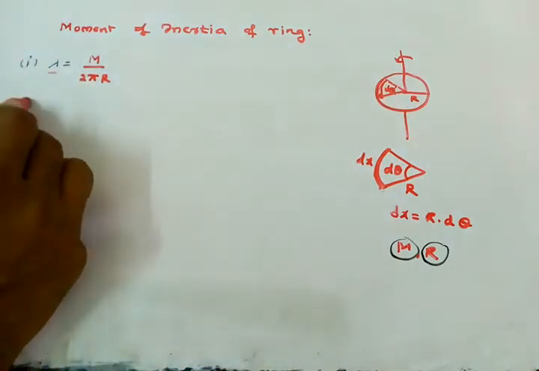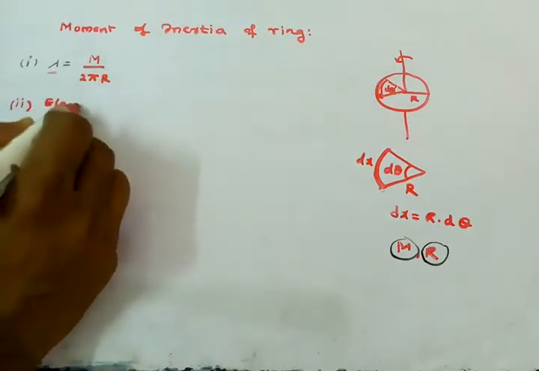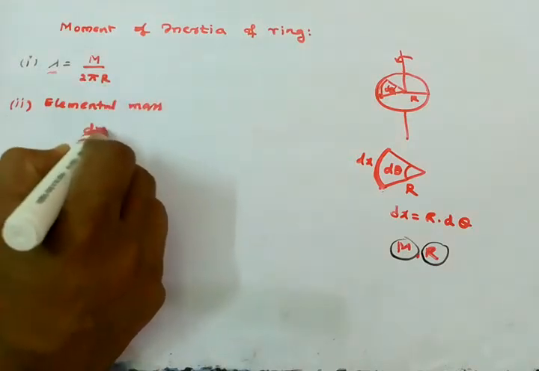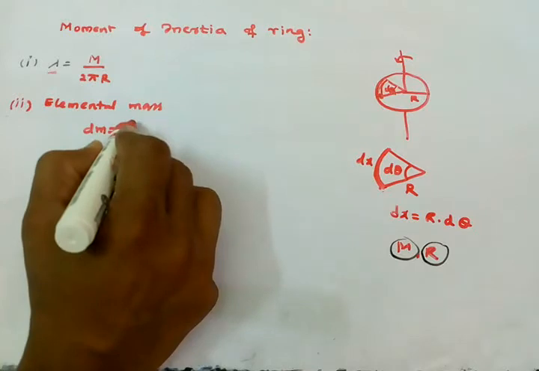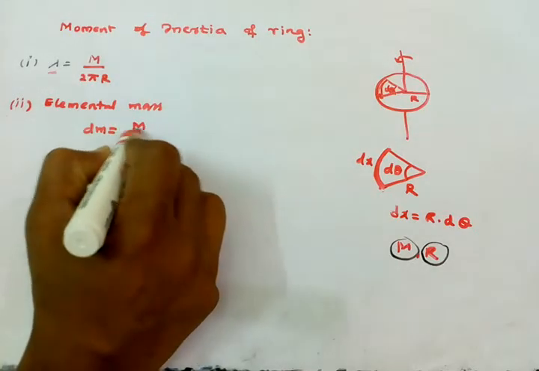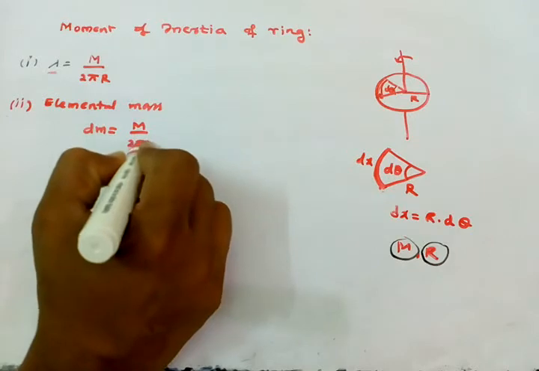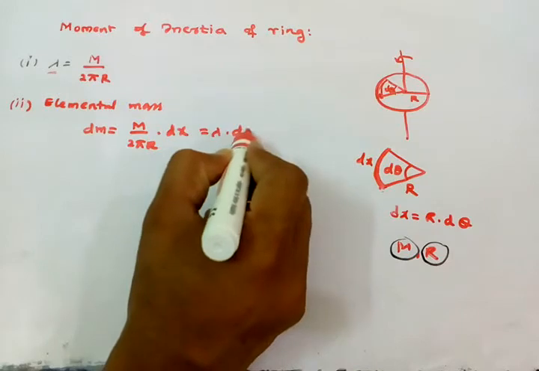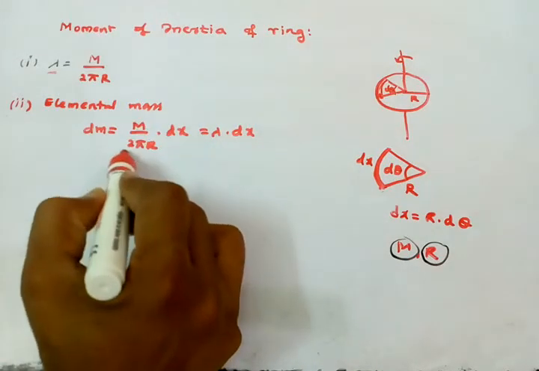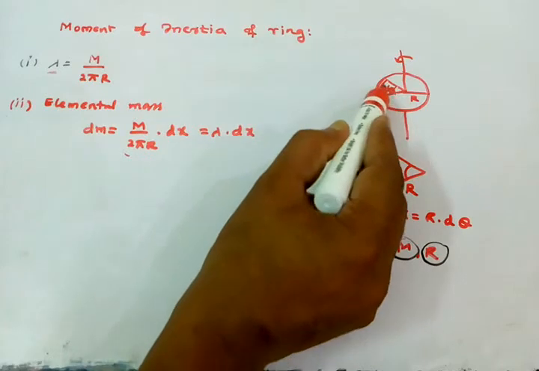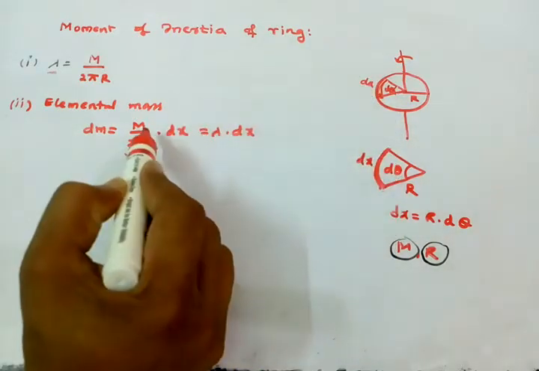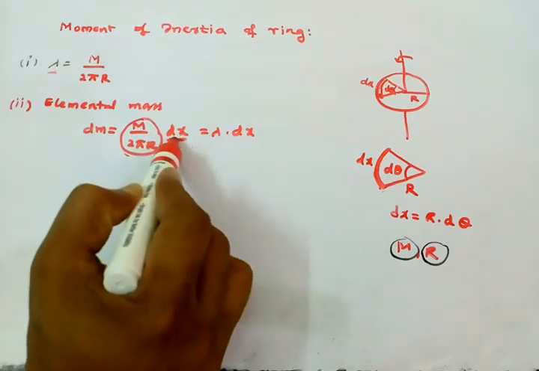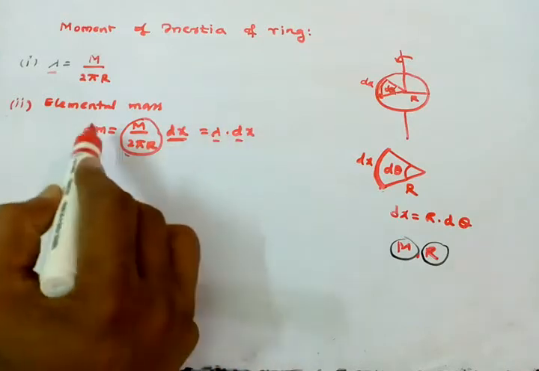So take the elemental mass, that is dm equal to m by 2 pi r into dx. So that is equal to lambda into dx. That means this is the linear density, and this is the dx. Each part has linear density. How much dense the length dx is? So lambda into dx, that is lambda dx, is the elemental mass.